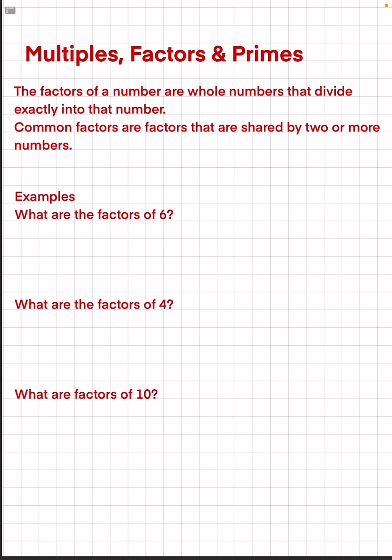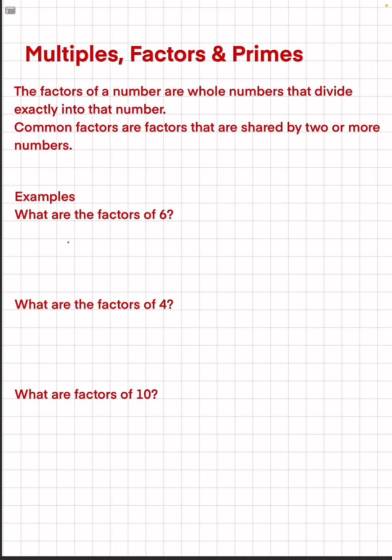In this clip, we're going to be looking at factors. The factors of a number are whole numbers that divide exactly into that number. Common factors are factors that are shared by 2 or more numbers. Here are some examples. The first one says, what are the factors of 6?